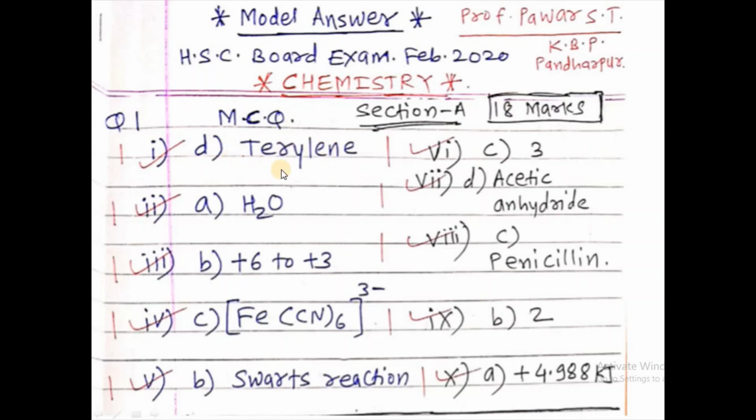How to write the answer of the MCQ? It is the first MCQ, you have to only write D and terylene, it is not necessary to write the sentence of that MCQ. Like this, if only D is written, you will not get the marks. Hence remember, with the correct option the answer must be written.